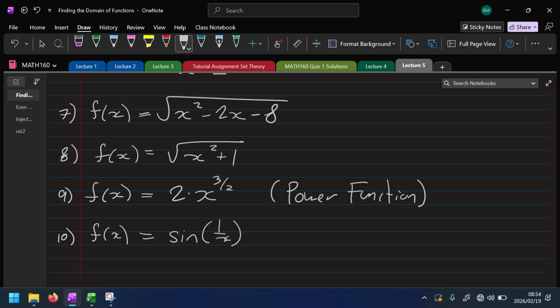Good practice for the quiz. Remember, the MCQ part of the quiz will include finding the domains of functions. So I'll give you a function, and then option A, B, C, D, you need to pick the correct domain. It'll be something like these homework problems and something like we did earlier. Any questions before we move on?